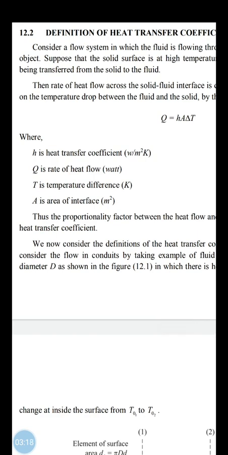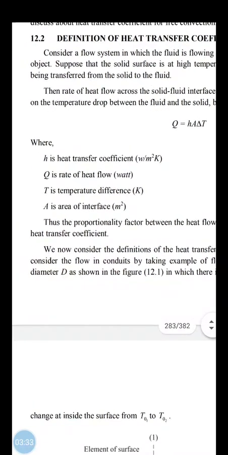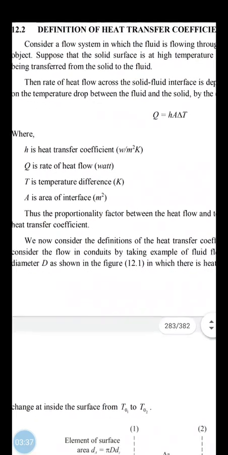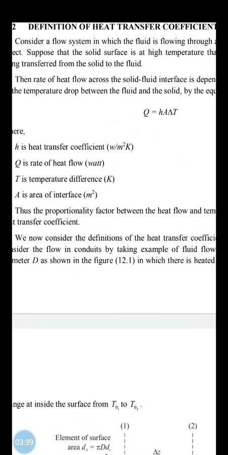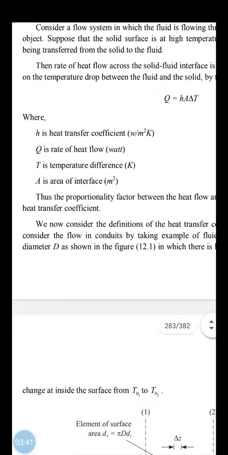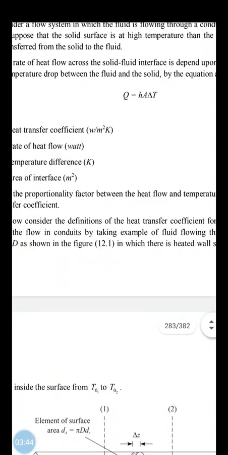Now this heat transfer coefficient is defined in many different ways, based upon the initial temperature difference, based upon the arithmetic mean temperature difference, based upon logarithmic mean temperature difference. So we'll discuss this concept with the help of the following diagram.